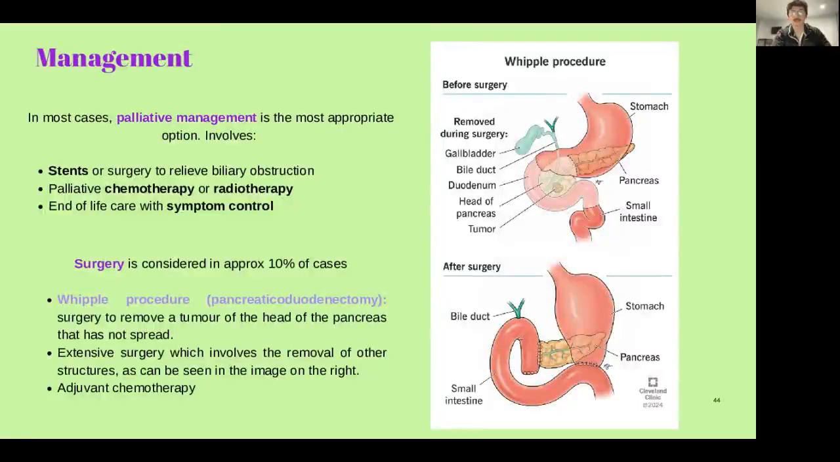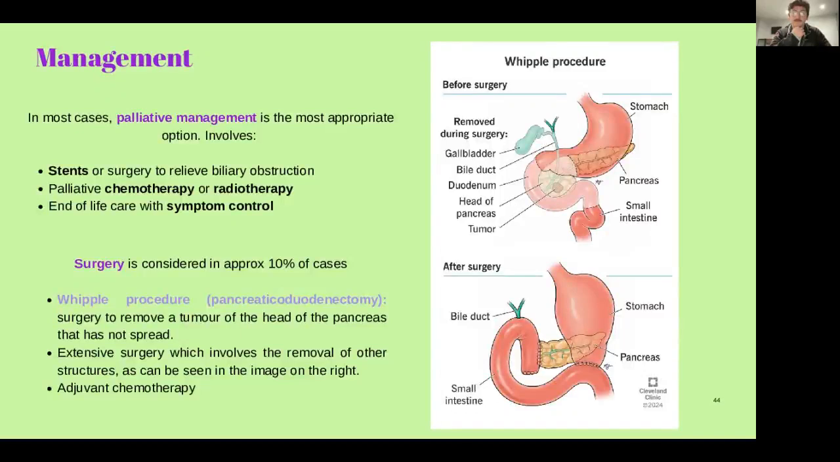So the management, in a lot of cases, it's palliative, but in some cases, so approximately 10% of cases, you can do surgery, and it's called a Whipple's procedure. So you take out the head of the pancreas, the duodenum, and the gallbladder and the bile duct. And you sort of patch everything up together in this weird new anatomy. But in most cases, it will be palliative.